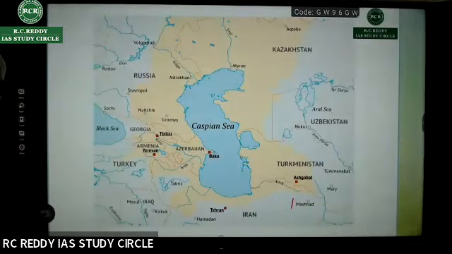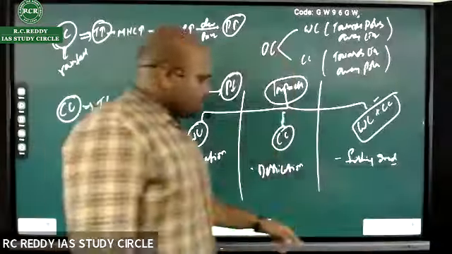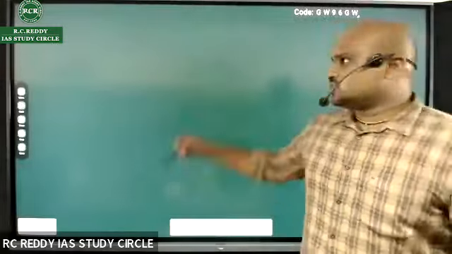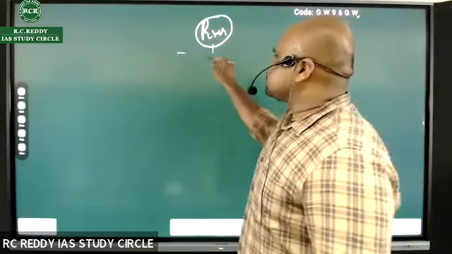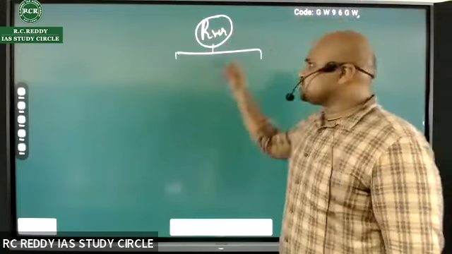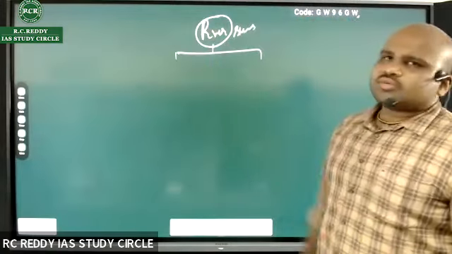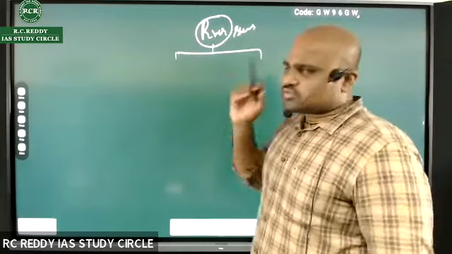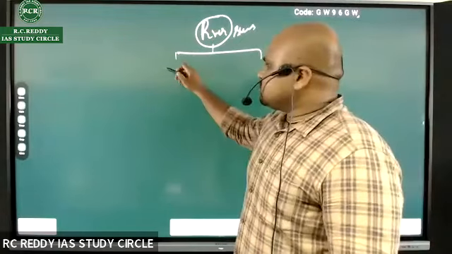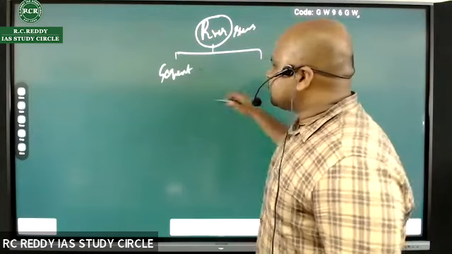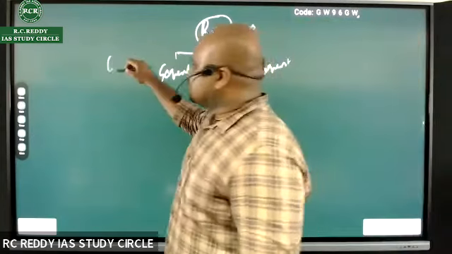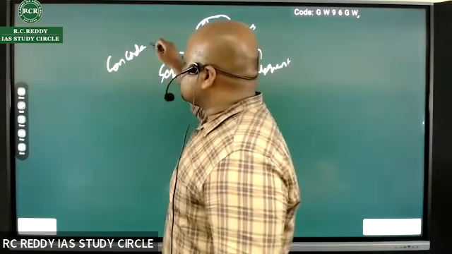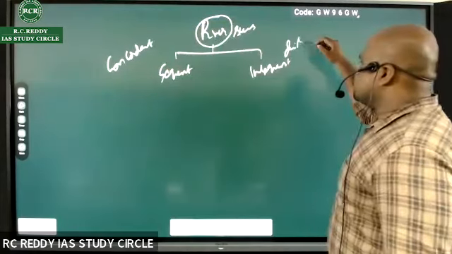Now, drainage system, please understand. When you talk about drainage systems or riverine systems, we see there can be two kinds of streams which generally exist. What do I see? I see that there are sequent streams and insequent streams. Or I can also say concordant streams, and the other one is discordant streams.